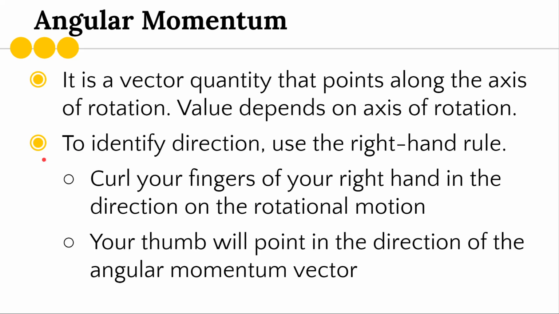So when we talk about angular momentum, you do need to know that it is a vector quantity. So was linear momentum. This is too. That points along the axis of rotation, and that's why it's so important that you identify where the axis of rotation is, because the direction of your angular momentum will be along that axis of rotation. And so the value is going to depend upon that.